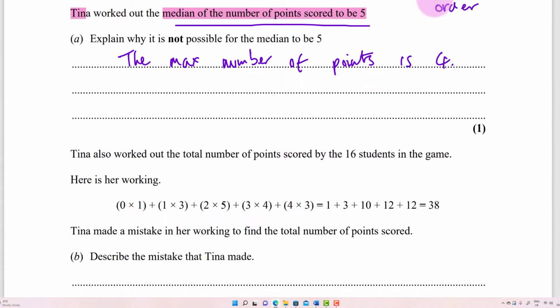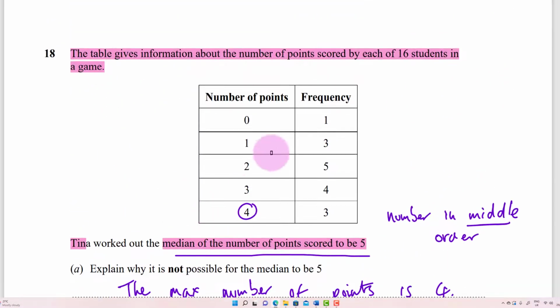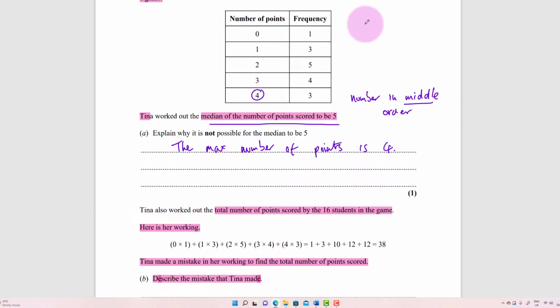Tina also worked out the number of points scored by 16 students in the game. Here is her working. She made a mistake in her working to find the total number of points scored. Describe the mistake that Tina made. So first step is, let's look at the table and zoom out a bit. Well, 1 person got 0 points. So that's 1 times 0, which is 0, and 0 times anything is 0.